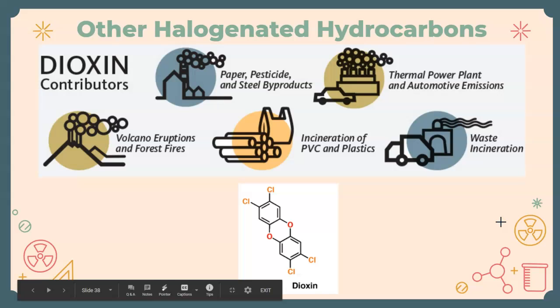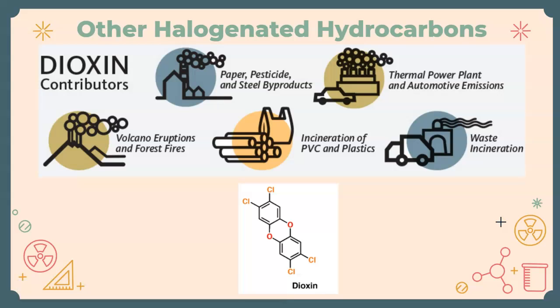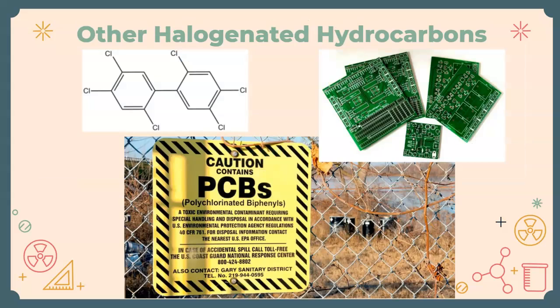There's also this example, which are called dioxins. So dioxins are, again, a halogenated hydrocarbon. We use them in a bunch of different things like paper or pesticide byproducts, thermal power plant emissions, like PVC pipes and plastics that we create, waste things. So again, something that's super important in lots of things that we use, but not super good for the environment.